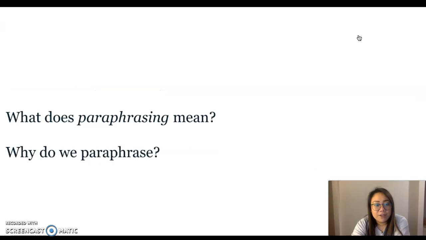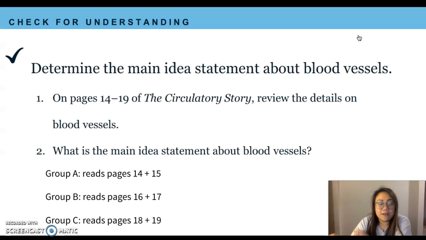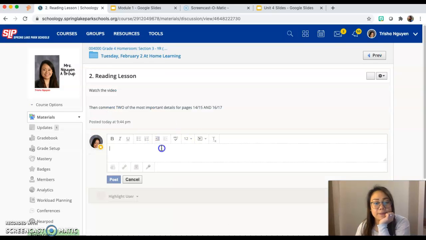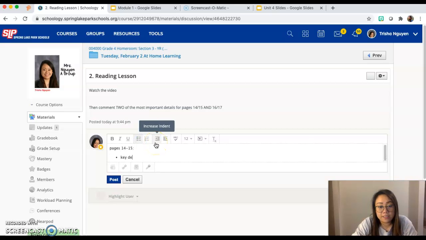So again, you want to focus on just pages 14 and 15 and read it and think, what is a detail that sticks out about it? And those details will help you find the main idea of blood vessels. Once you have that, you are going to go to today, Tuesday, February 2nd, at Home Learning, go to the reading lesson and type it in. So maybe you say pages 14 to 15, key detail. Tell me what's a key detail that popped up there.